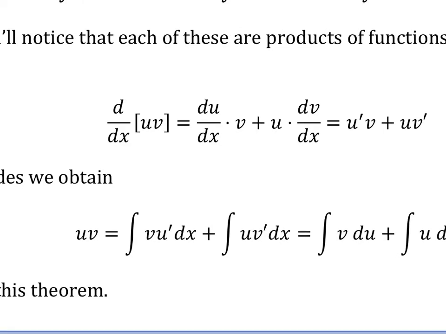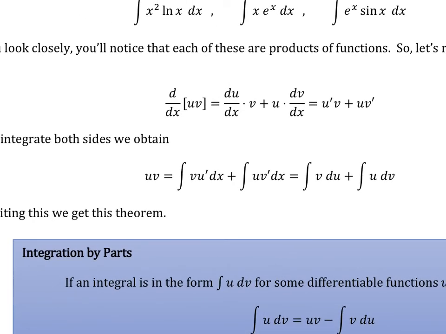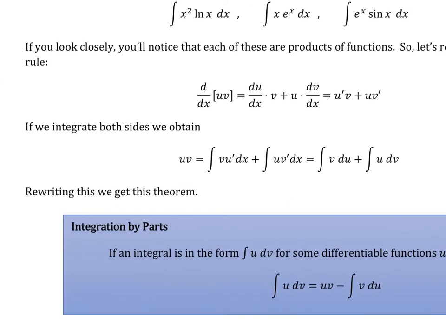So the product rule said this. If we take the derivative of u times v, where u and v are functions of x, well, we got to take the derivative of the first, du dx, times the second, plus the first times the derivative of the second. Or another way to write that, u prime times v plus u v prime. Okay, so there's our product rule from way back at the beginning of the year.